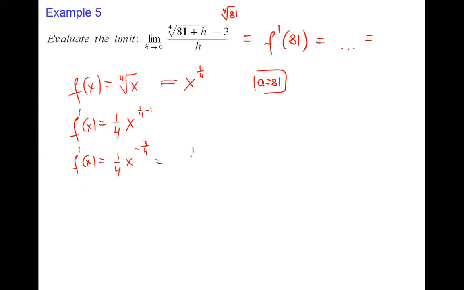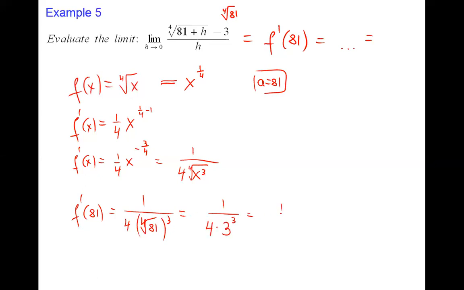I can rewrite this as 1/4. Negative means that everything will be placed in the denominator, 4th root of x cubed. Okay, now let's get the derivative at 81. It's 1/4, 4th root of 81, and I can cube everything outside. 4th root of 81, we know that is 3, and cube. 3 cubed is 3 times 3 times 3, 27. Oh, 27 times 4, I believe is 108.